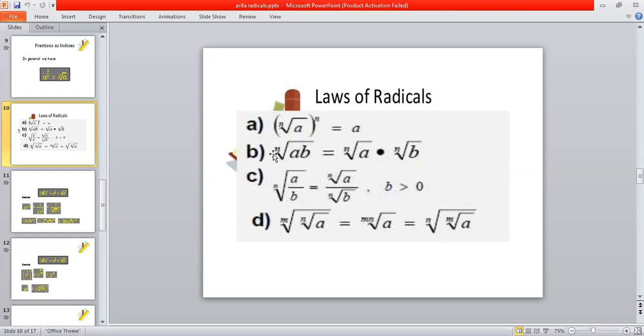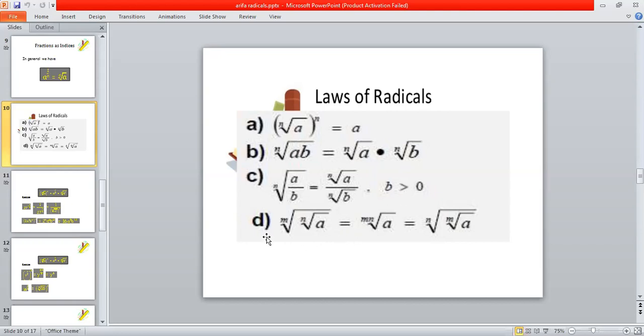Now the second law is nth root of AB. A and B are two different bases or numbers. They are multiplying, but they have the same index of radical. So you can write it as nth root of A multiplied by nth root of B. You can write it separately. In the same way, there is another law, nth root of A divided by B. There are two different numbers, but their index of radical is the same. So you can write separately nth root of A divided by nth root of B. Here B is greater than 0.